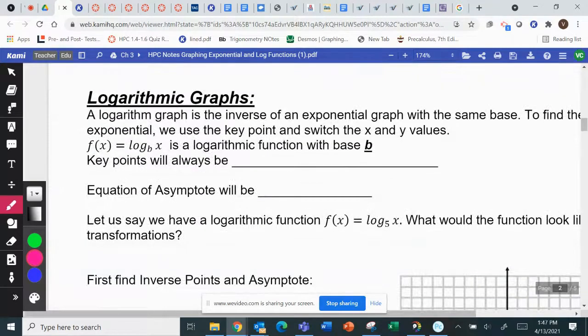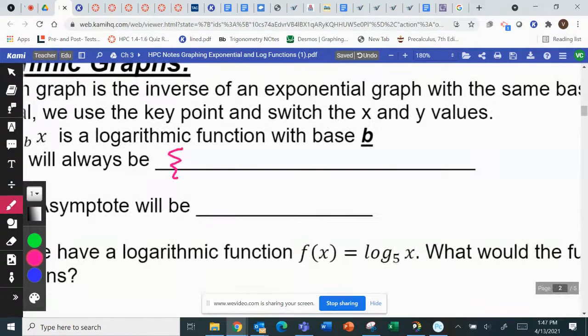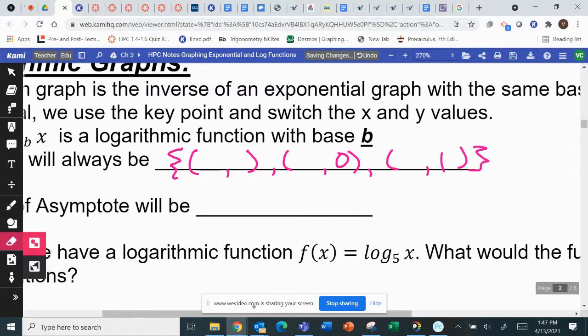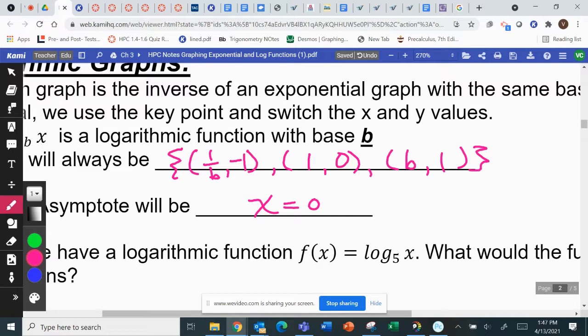All right, so logarithmic graphs. Everything's going to be x and y switched. So our key points are going to be the -1, the 0, and the 1 are going to be the y values now. And then the 1 over b, the 1, and then the b are going to be the x values now. And our asymptote will be x equals 0 for the parent function. You just have everything switched.